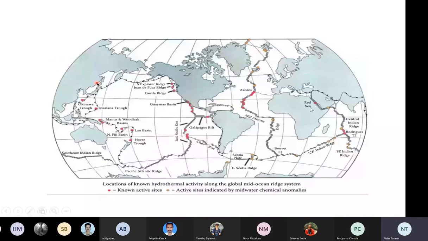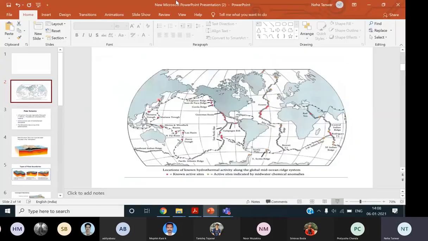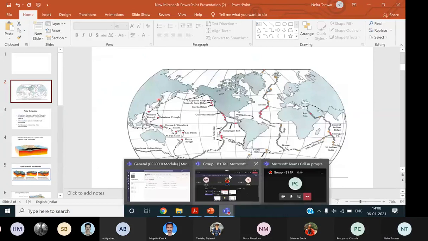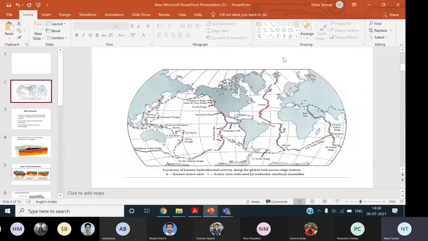Okay, so what is plate tectonics? What does the theory of plate tectonics say? First thing, is the screen visible to you all? Someone needs to reply. Can you see the world map? Yes, ma'am, it's visible. Okay, thanks.